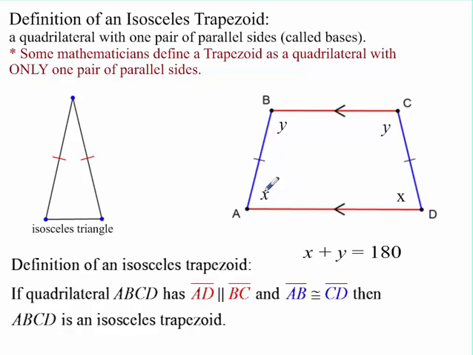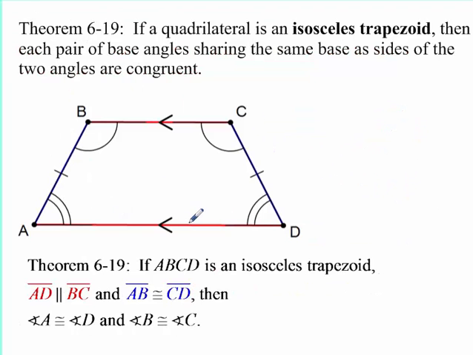Okay, these two add up to 180. These two add up to 180, and we have the unique property where this angle is congruent to this angle, and this angle is congruent to that angle. Okay, and I said that here. That is theorem 6-19. If you have an isosceles trapezoid, then in this case, angle A has got to be congruent to angle D, and angle B has got to be congruent to angle C.